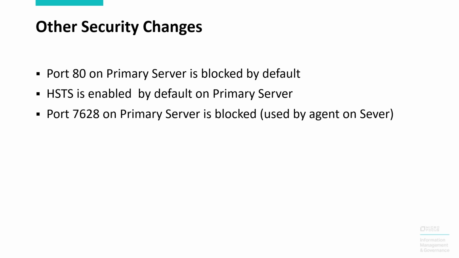We've enabled HSTS on the primary server by default, and we've blocked an additional port on the appliance. On the appliance, the firewall had port 7628 open. That was actually used just by the server itself, so there was no need to have that open to the outside. So by reviewing what ports we were using, we just identified that that needs to be blocked.